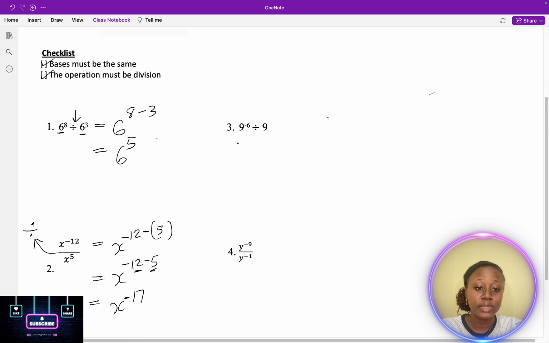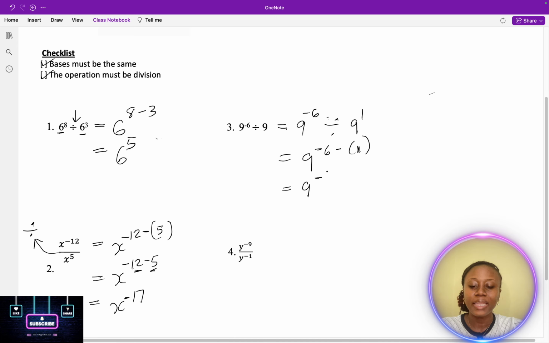Number 3, are my bases the same? Yes. Am I dividing? Yes. So I want to go ahead and copy that base and subtract the exponents. Now, as you can see, 9 does not have a clear exponent. And I hope you guys recognize because 9 can also be written as 9 to the power of 1 because any value raised to the power of 1 is the value itself. Alright, so we're going to copy that base and subtract our 1. So we have 9 to the power of negative 7. I owe 6 and I borrowed another 1. So overall I'm going to owe 7.